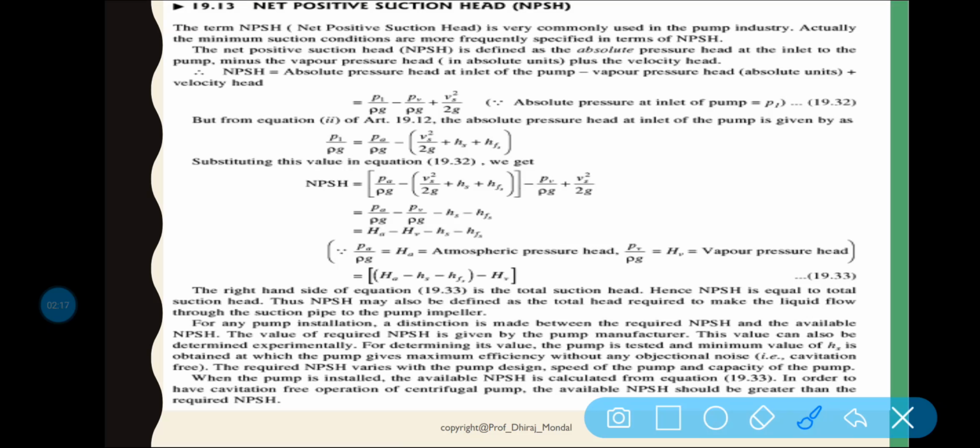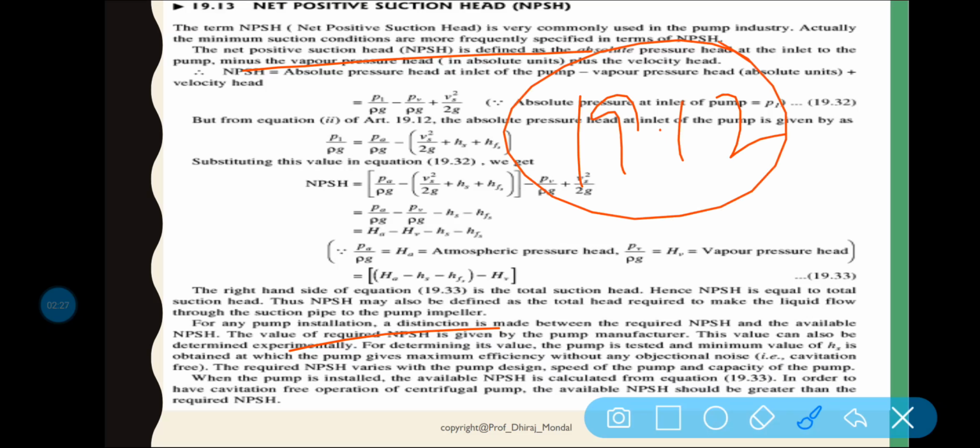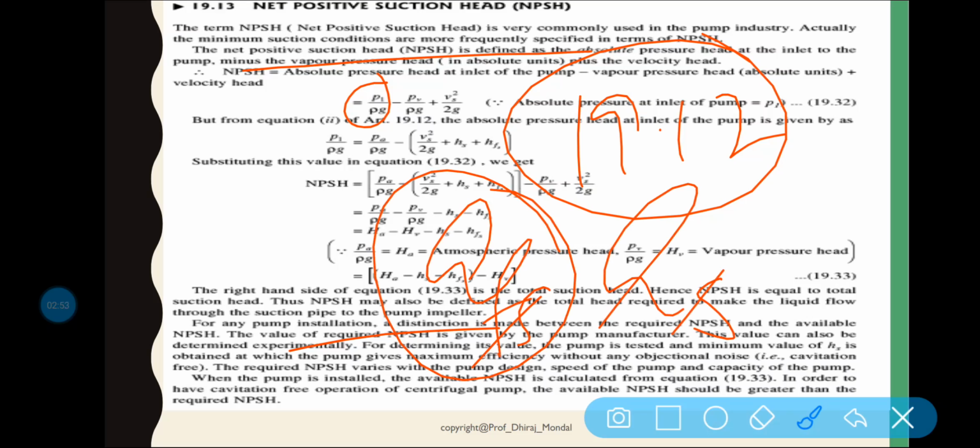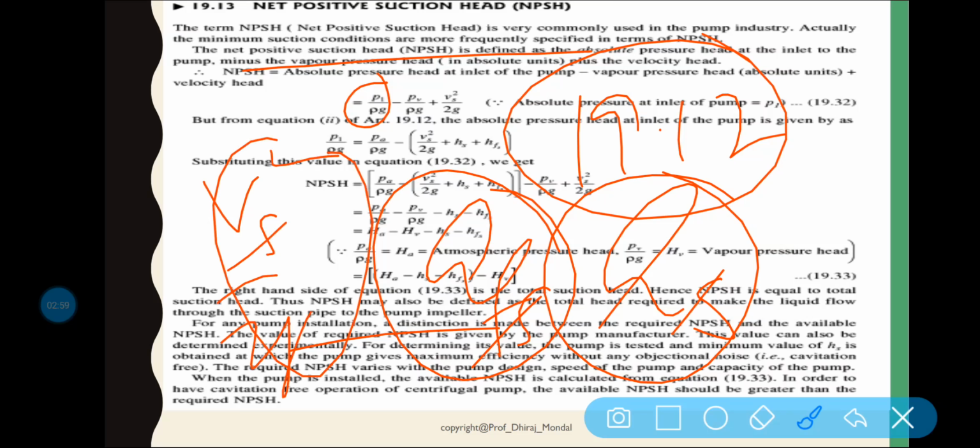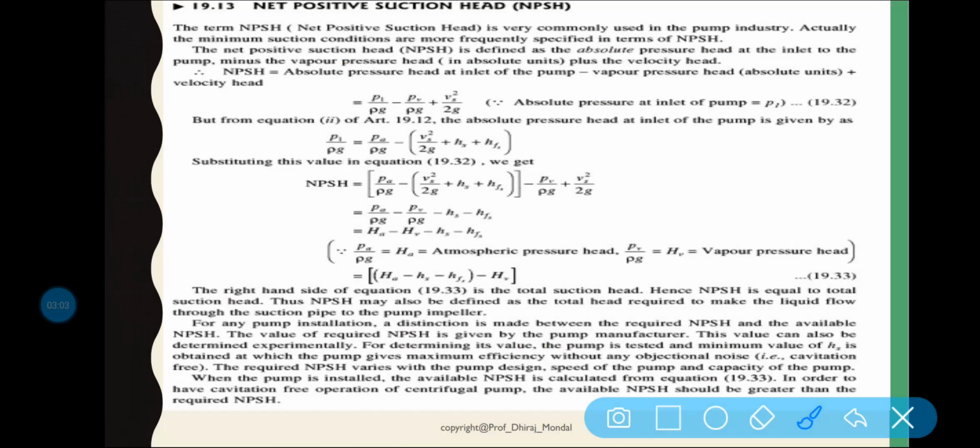Now in your notes, it is taken from RK Bansal, you go to 19.12, you will see there is a relation between this absolute pressure head and the velocity head, your static head, and frictional head loss, that means HFS, head loss in your suction pipe, HS your suction head, and the velocity head in the suction pipe. So this is your relation.